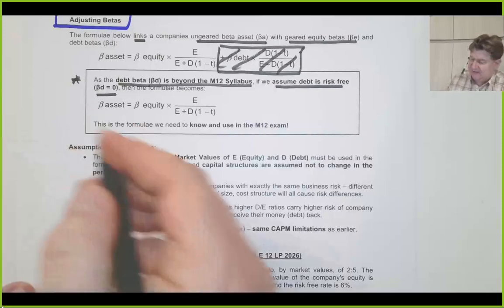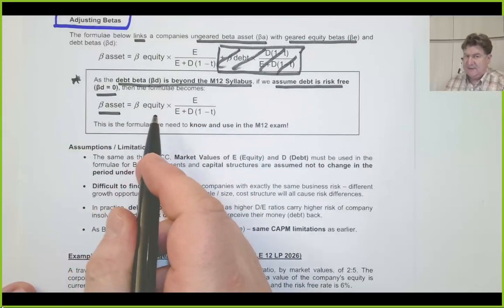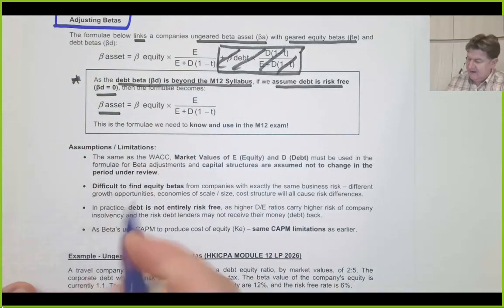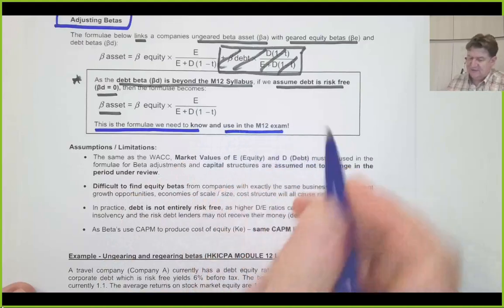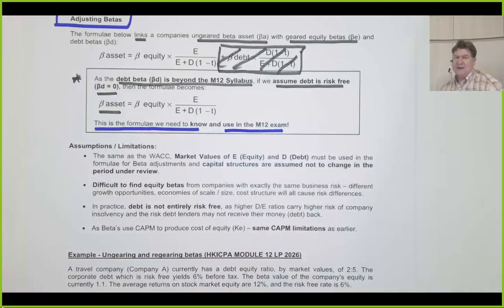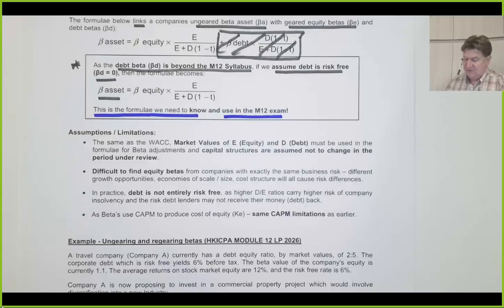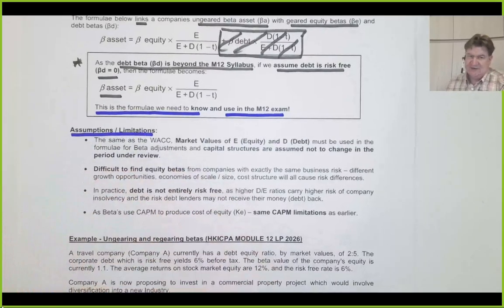And then what we're left with is this. The beta asset is going to be calculated by taking the beta equity times E divided by E plus D. So this formula is the one we need to know. That's what we need to use here in the Module 12 exam. The last thing I'm going to do in a second is an example before we finish tonight. But look, let's get into some assumptions and limitations of this.